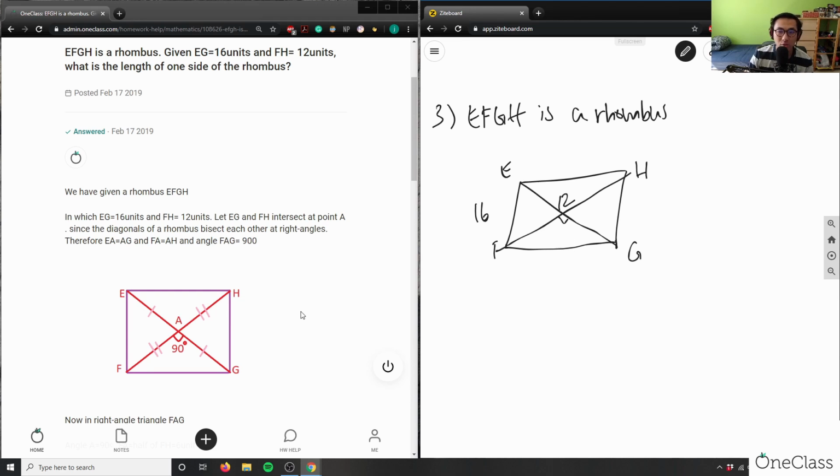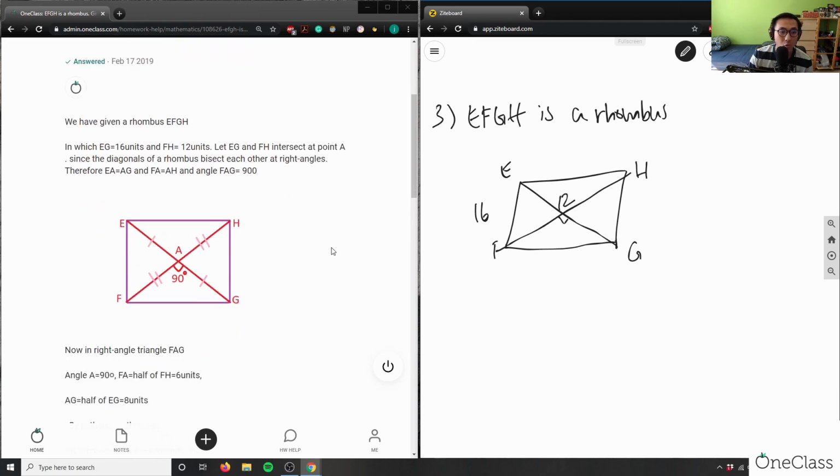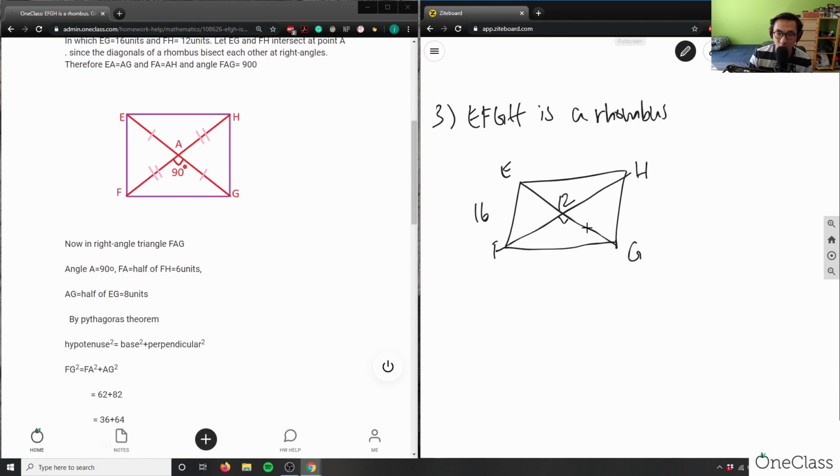So now you have this triangle here, and they're asking what is the length of one side of the rhombus, right? If you have a triangle here, you have an angle at A here that is 90 degrees. FA is simply half of 12, right? So this here, I'll write in blue, is simply just 6.